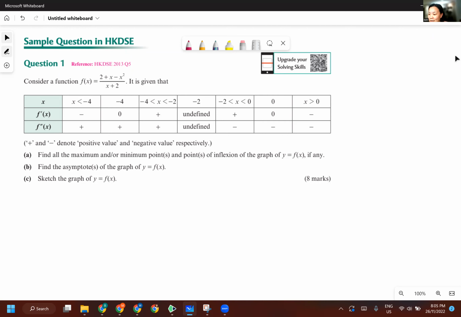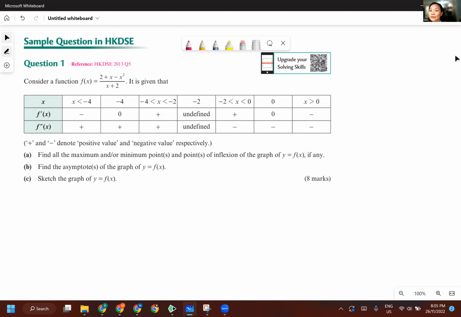Now, today we can spend some time on this extra book called Exam Focus 4. It has tons of questions, and they are all very interesting.